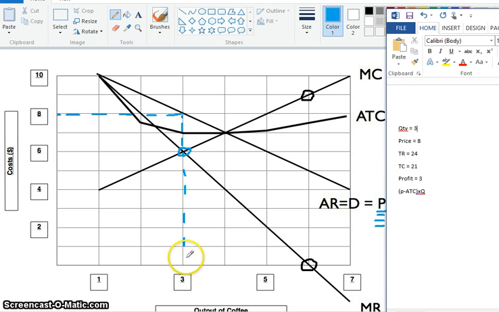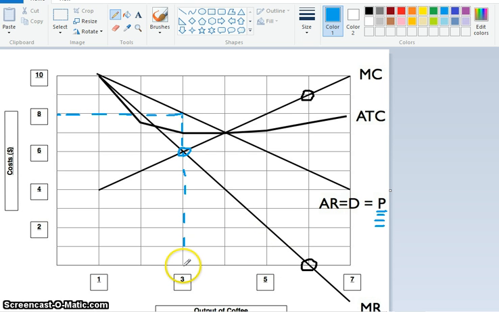Now, the total revenue, 8 times 3. I don't know why I'm dotting now, but whatever. That box right there is your total revenue. The question is, what is my total cost? Well, let's go red for total cost. Total cost, I don't have total cost, but I do have average total cost. And again, I have to go up to average total cost. Looks like it's about right there, which is 7, which I think is actually appropriate.